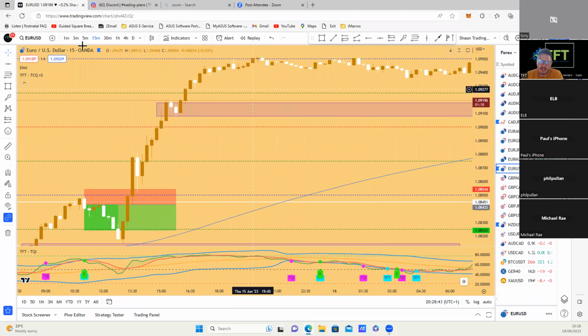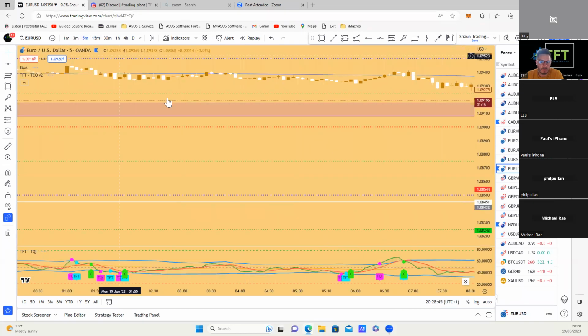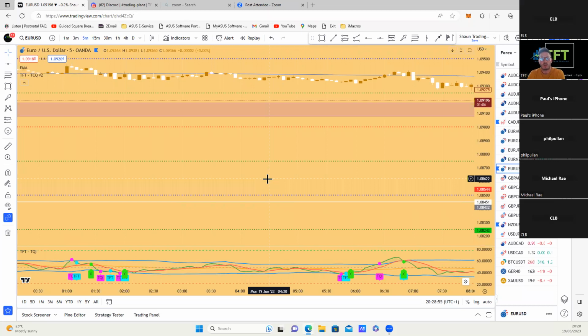You can, by all means, go lower. It works on all time frames, but it's more successful on the slightly higher time frames, because the lower time frames like the 1 minute are a lot more volatile, and you can get break of structure all day long. I'll show you an example. I'll draw it out for you so you can see.